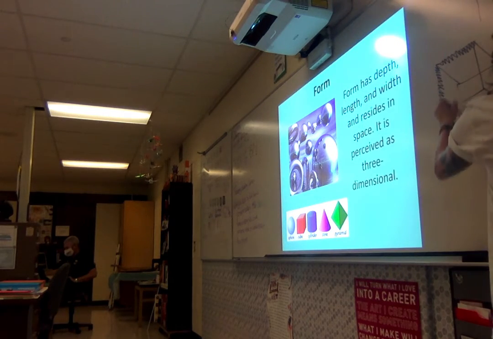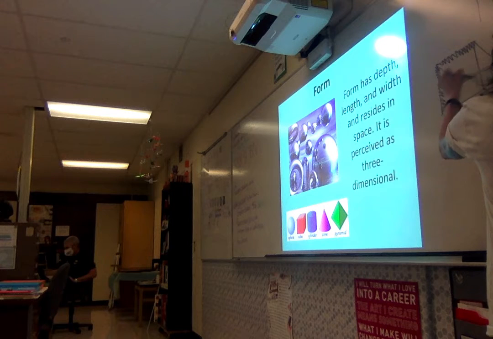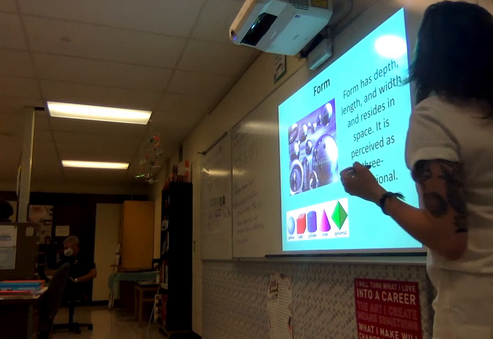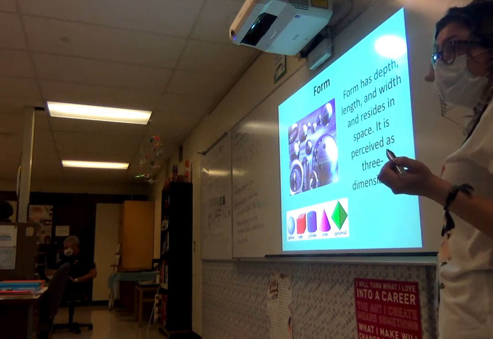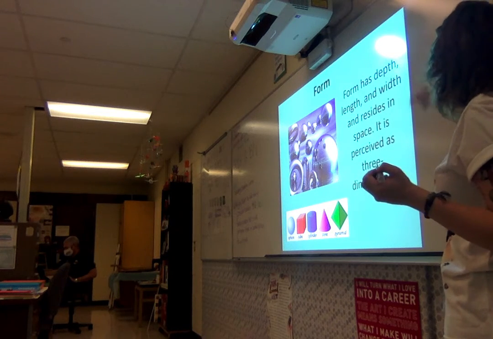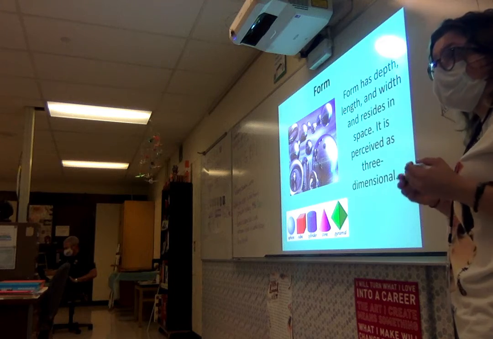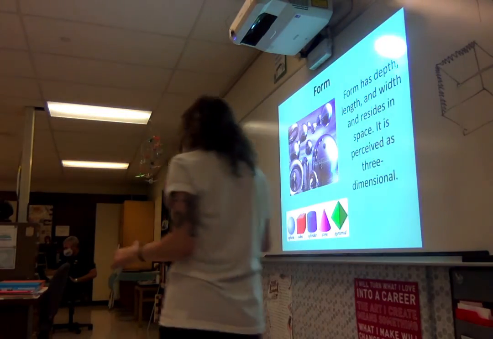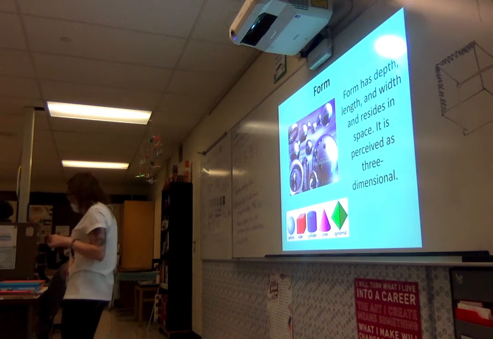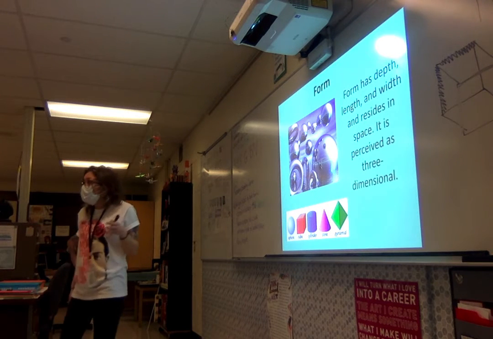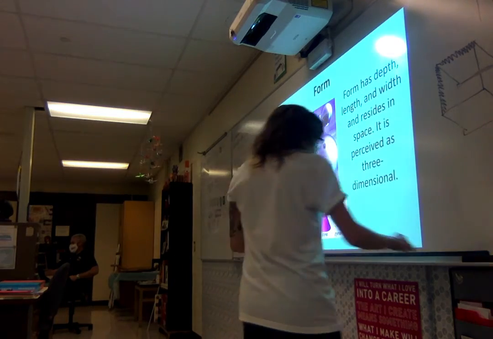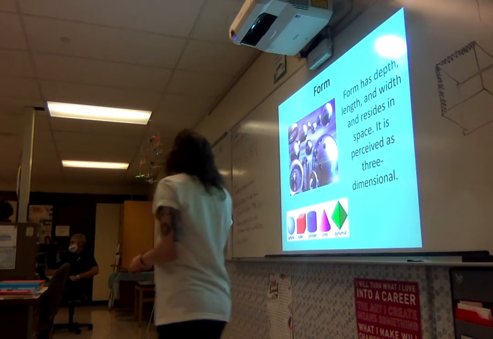So the sides that are touching the front, those are going to be our value number 1. And then all the way the back edges that I darkened up, those are going to be our value 6. So if you go back and look at our section on value, you can see that 6 is the darkest, 1 is the lightest, besides the white. That's how you do the cube.